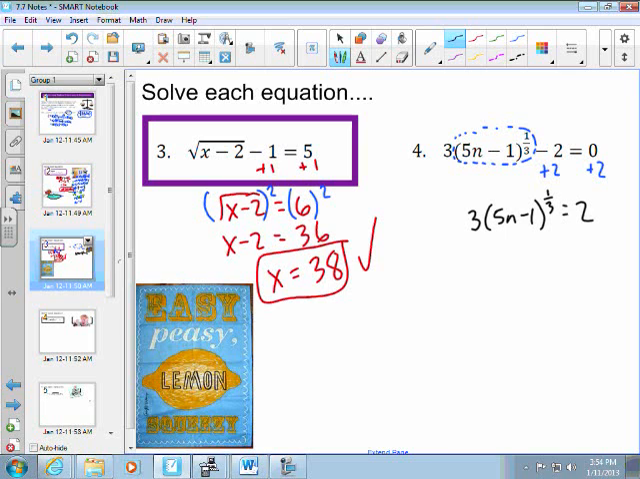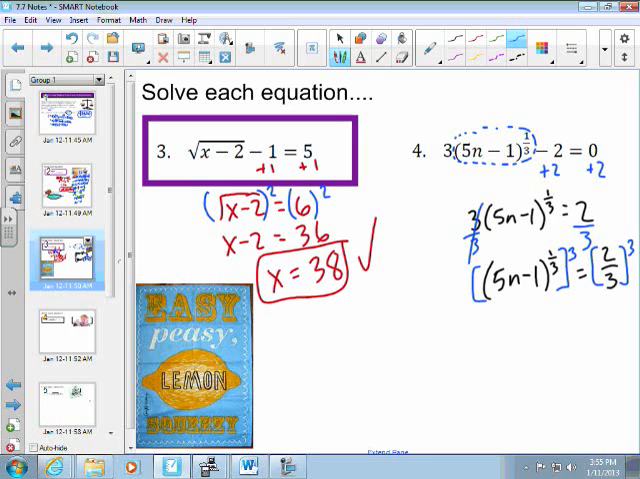Next up, we got to get rid of that 3. Let's divide by 3. All right, now we get to this step. We got it equal to 2/3. Now, how do we get rid of that power of 1 over 3? Remember, that's the same as the cube root. So to undo it, we want to multiply by the reciprocal of 1 over 3, which is 3 over 1, or just 3. So both sides we want to take to the 3rd power.